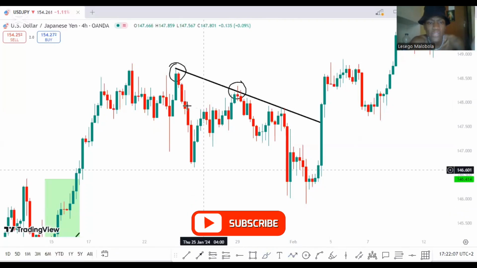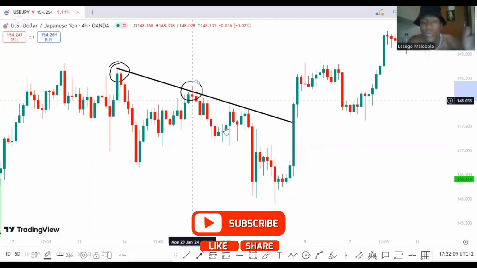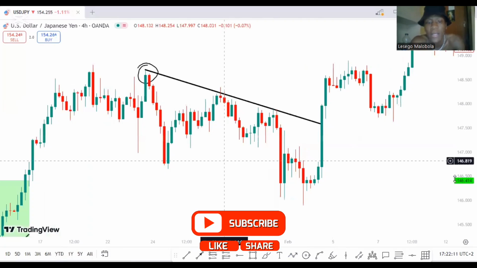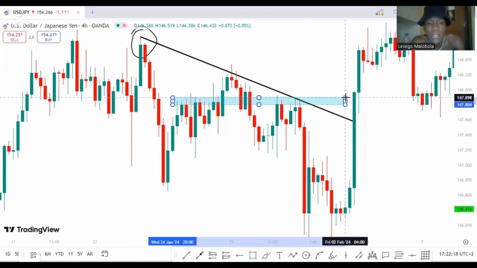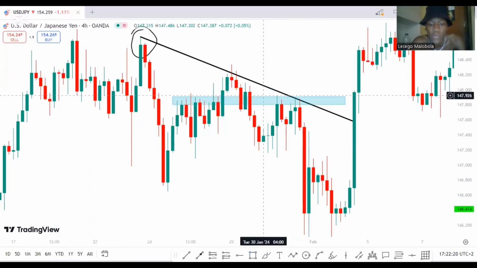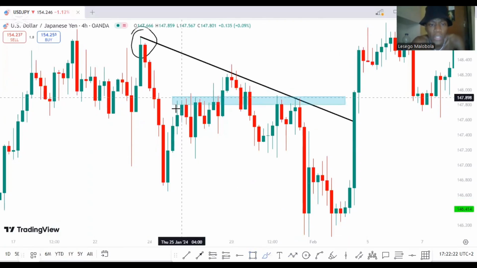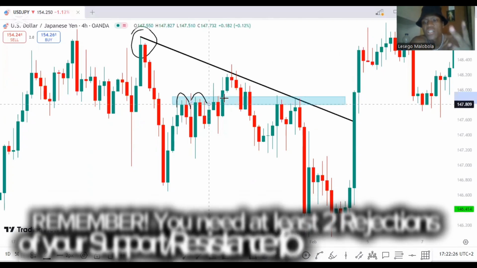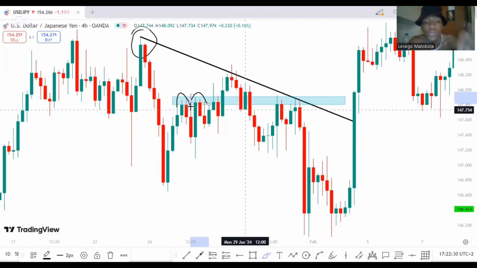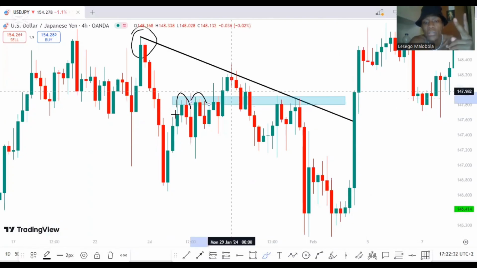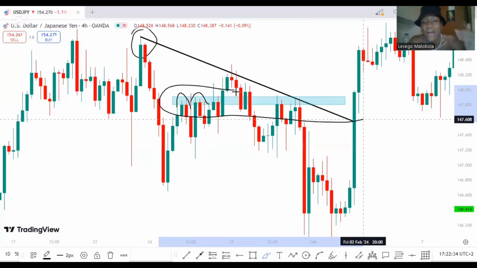So now that we've identified our market structure, guys, what do we now identify? Our support and resistance. In terms of support and resistance, we can see that we do have a clean resistance level. Why do we say that? Because we had a rejection right over here, and a rejection right over here. You only need 2 rejections to confirm whether or not support and resistance is valid. In this case we do have 2 rejections, so this whole resistance level is valid.